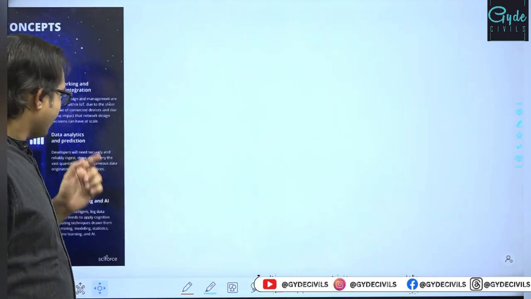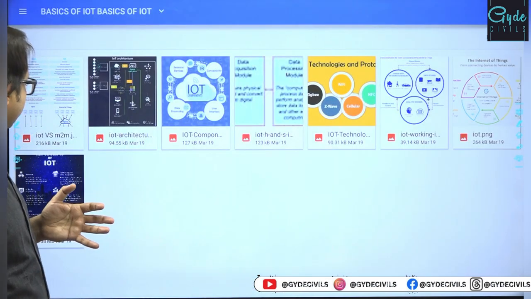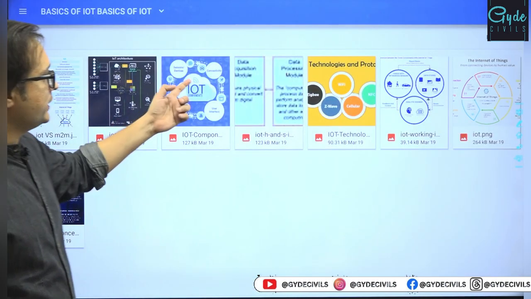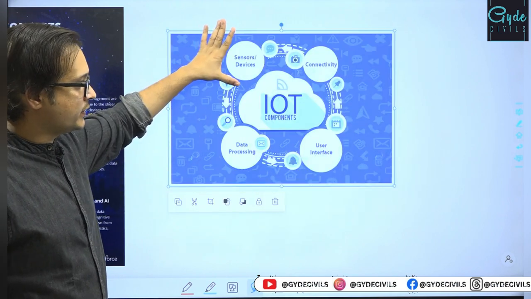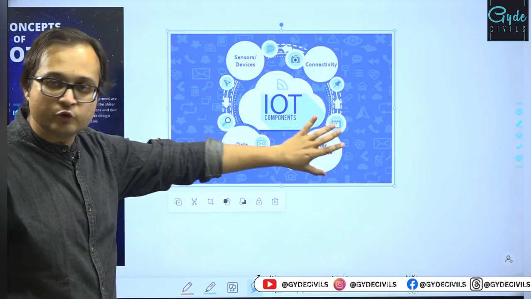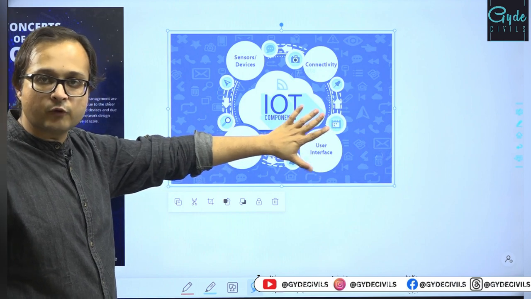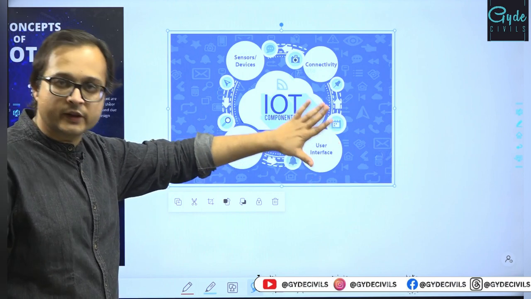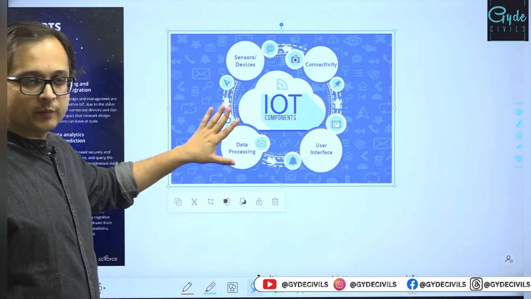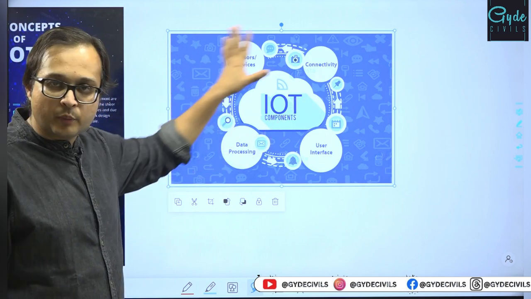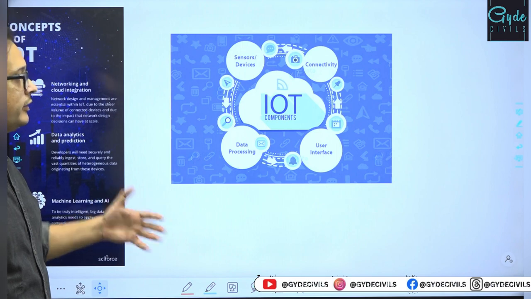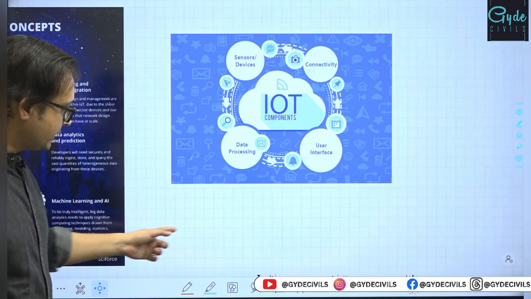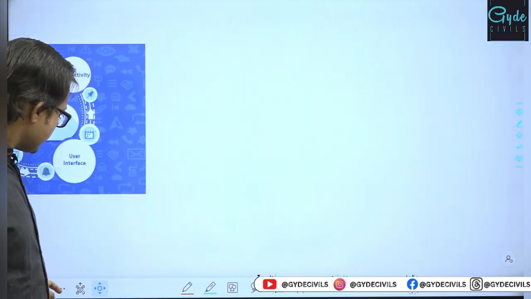Now, when we try to understand this, Internet of Things basically will have sensors and devices, the connectivity, the user interface which is created, at what point the applications, programs and their integration would be created, data processing. These are all the basic components of Internet of Things, that is sensors, devices, connectivity, processing, and ultimately the user interface which is generated, right?